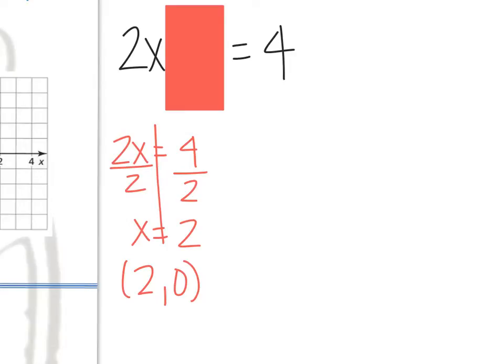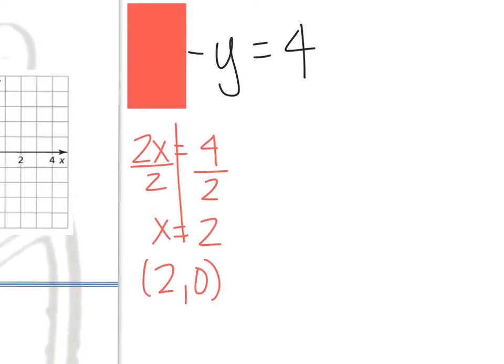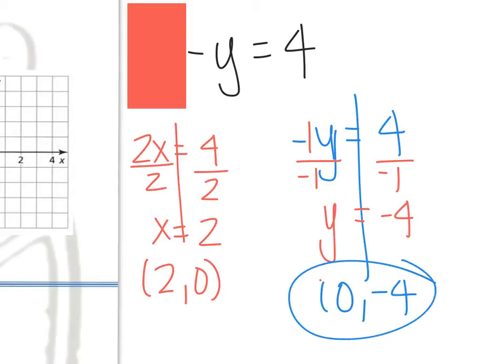To find our y-intercept, I'm going to cover up x. Notice I did not cover up my sign. That's very important. So it says negative y equals 4. So to get y by itself, remember there's a negative 1 there. To get rid of a negative 1, I'm going to divide both sides by negative 1. Y equals negative 4. So that's where the ordered pair (0, -4) came from.